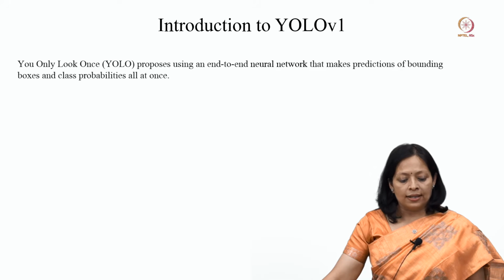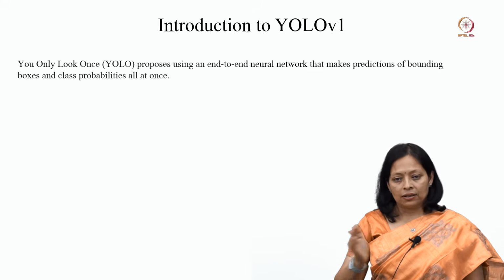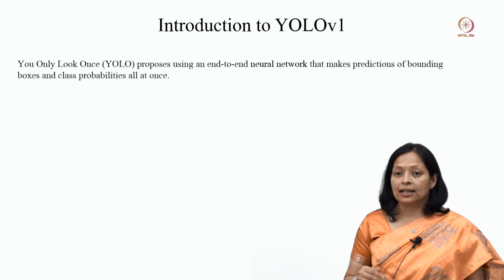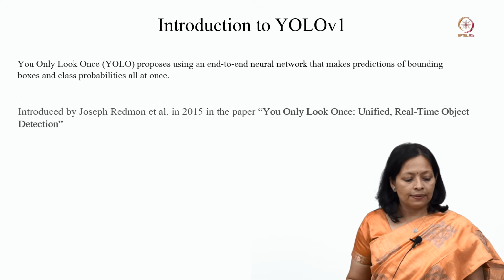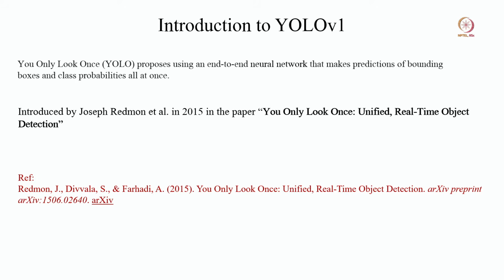You Only Look Once. YOLO proposes an end-to-end neural network that makes predictions of bounding boxes and class probabilities all at once. So, it is an end-to-end network where it predicts the bounding boxes as well as the class probabilities simultaneously. It was introduced by Joseph Redmon et al. in 2015 in the paper You Only Look Once: Unified, Real-Time Object Detection. So, this is the reference paper. I urge all of you to look into it.